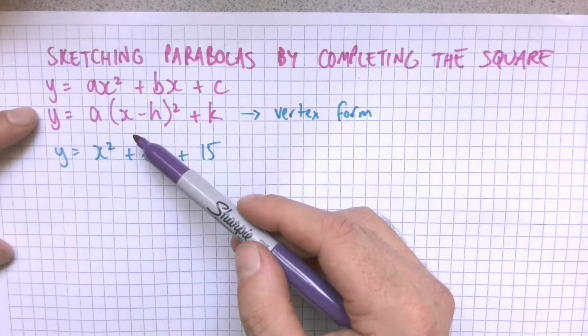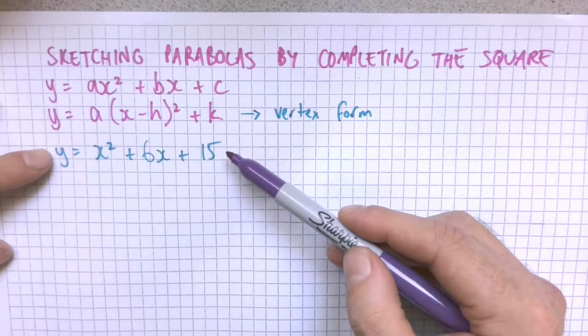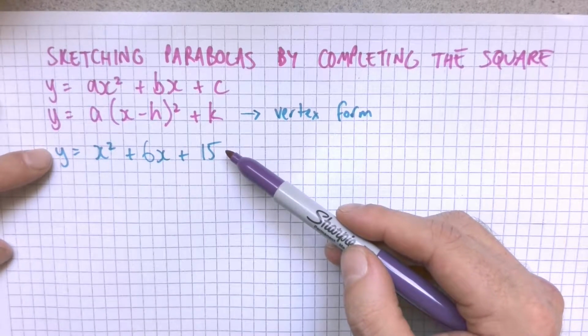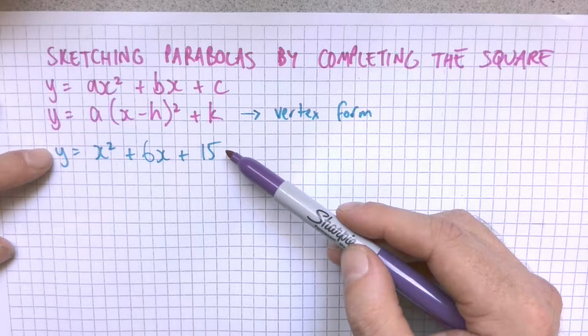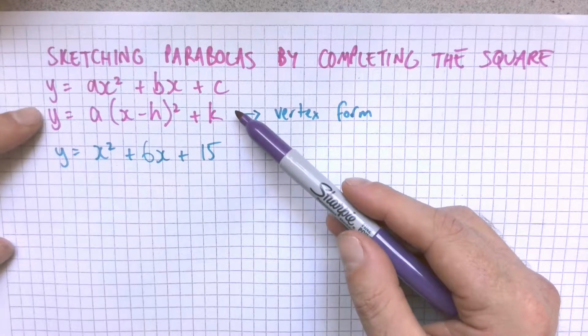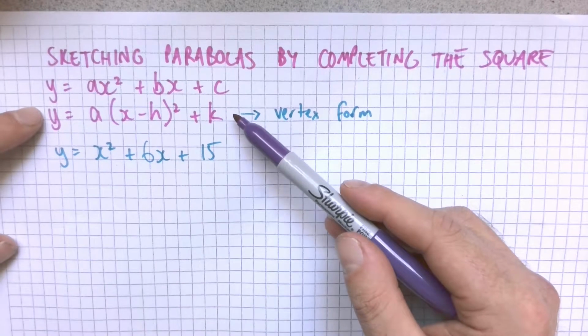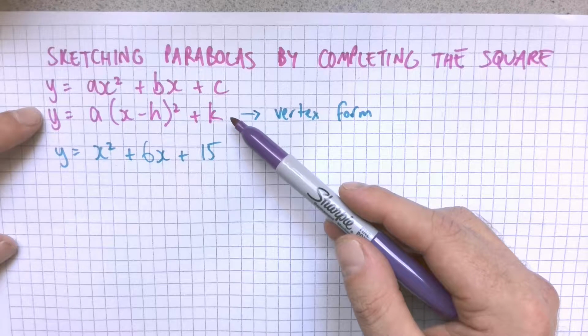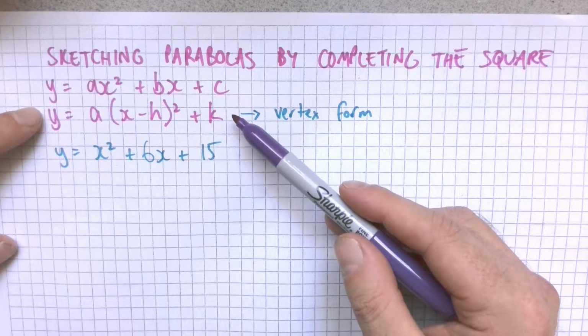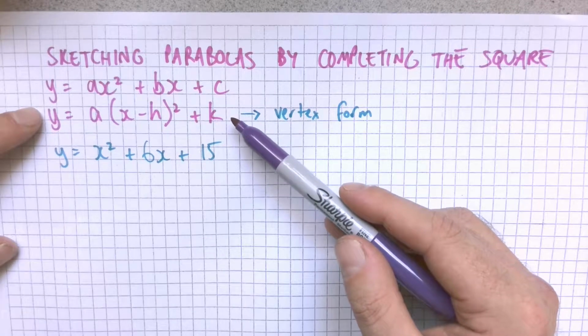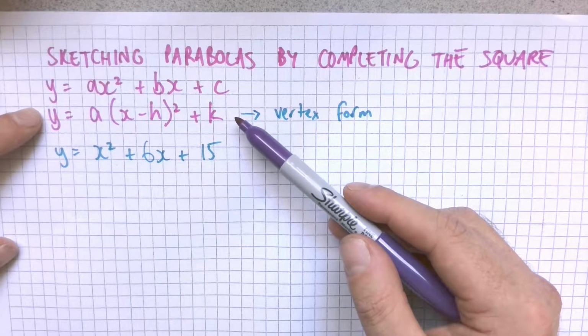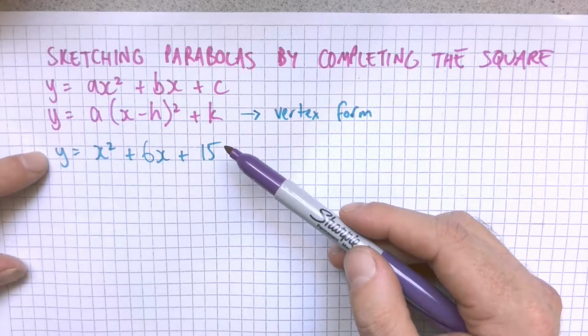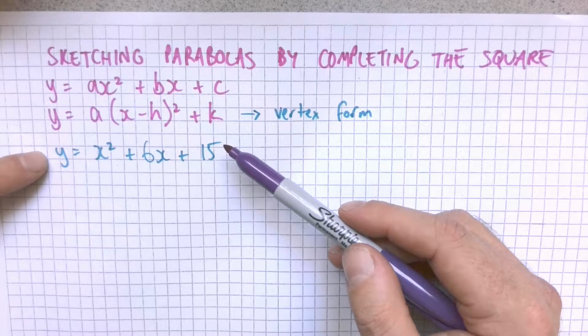So basically what we're going to do is look at an equation written in the form ax squared plus bx plus c and do completing the square, or factorizing by completing the square, to put it in that vertex form, so we have a starting point to start sketching it. Then we'll determine its y-intercept, its x-intercepts, if there are any, and then sketch from there. So this first example I'm going to go through is y equals x squared plus 6x plus 15.